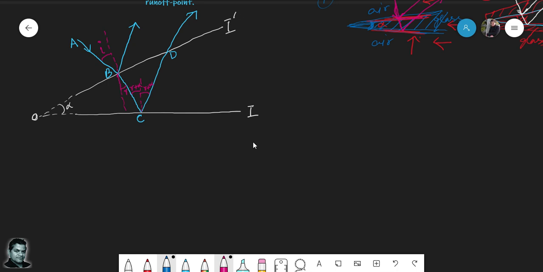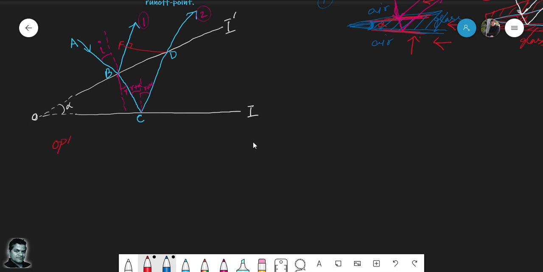Now for these two rays, say 1 and 2, to form an interference pattern, the conditions would be related to the path difference between ray 1 and 2. So how do we find the path difference between 1 and 2? For this, we first have to draw a normal to the ray 1 from the point D. So this is the normal and let's call it F.